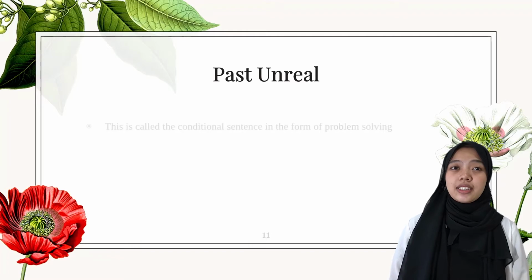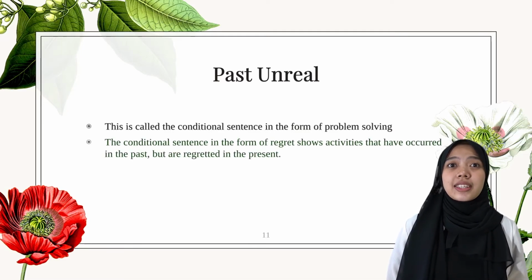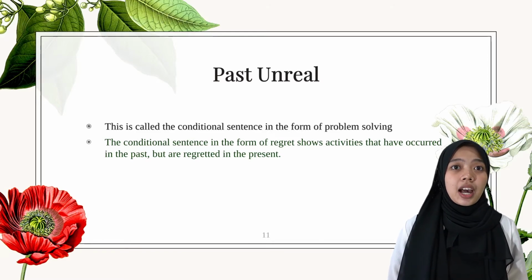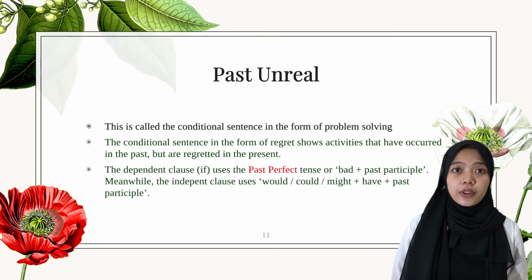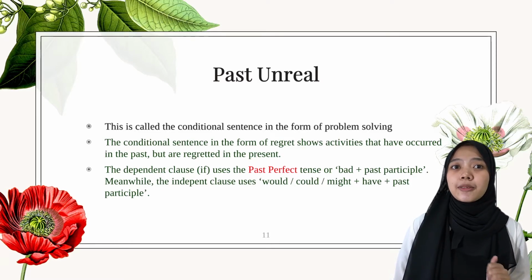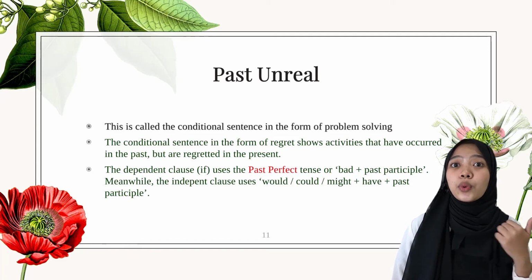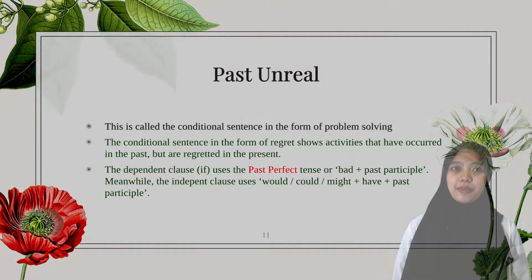Past unreal. This is called the conditional sentence in the form of regret. The conditional sentence in the form of regret shows activities that have occurred in the past but are regretted in the present. The dependent clause if uses the past perfect tense or had plus past participle. Meanwhile, the independent clause uses would or could or might plus have plus past participle.